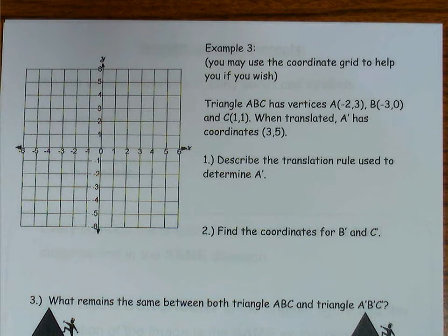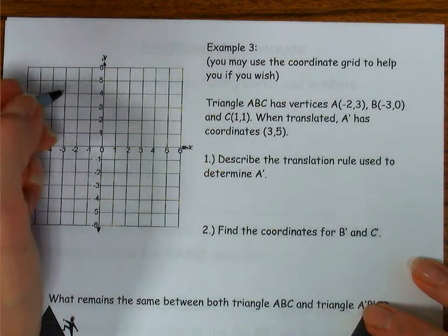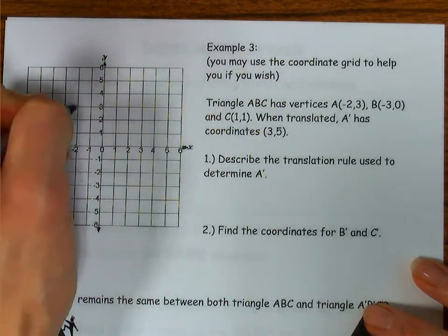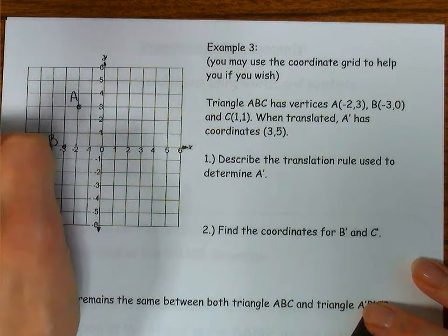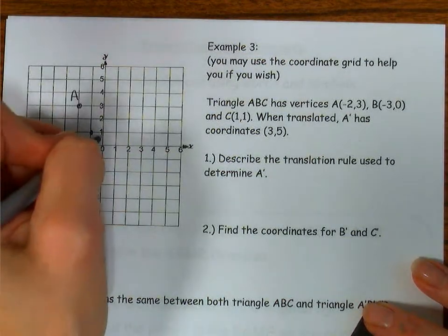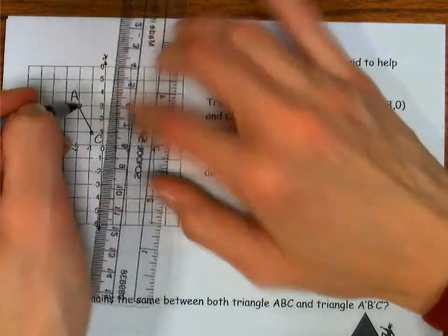So the first question says, describe the translation rule to determine A prime. Well, the first thing I have to do is plot triangle ABC. So (-2, 3) is here, (-3, 0) is here, and (1, 1) is here. This is C. And I'm going to use my straight edge and draw it in.